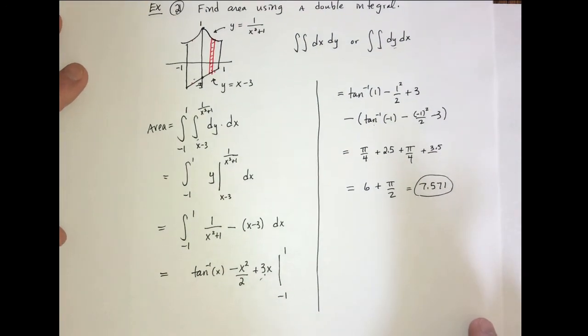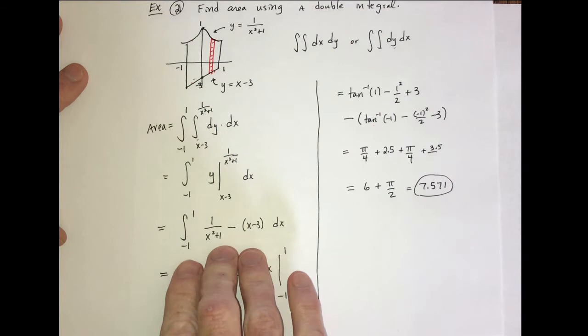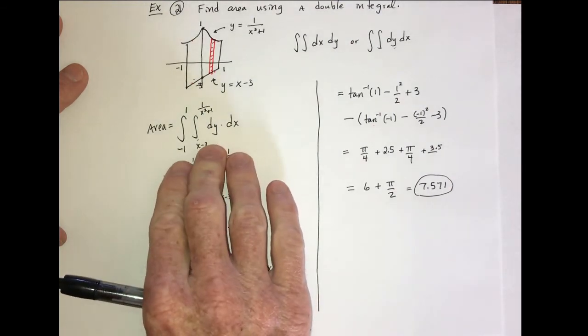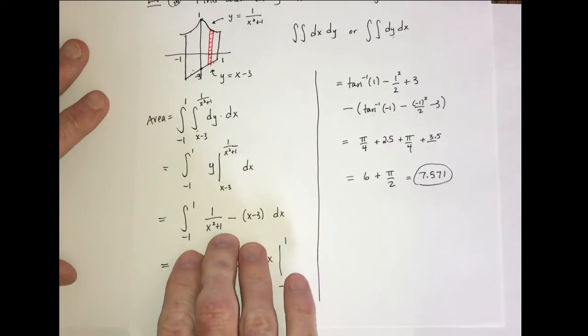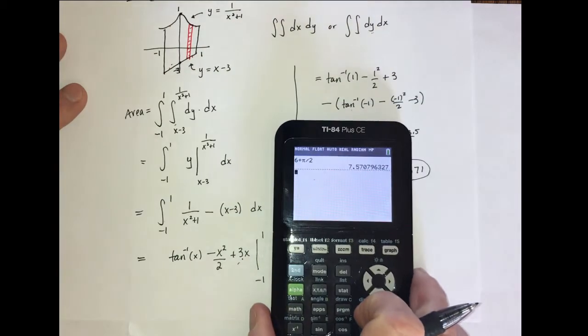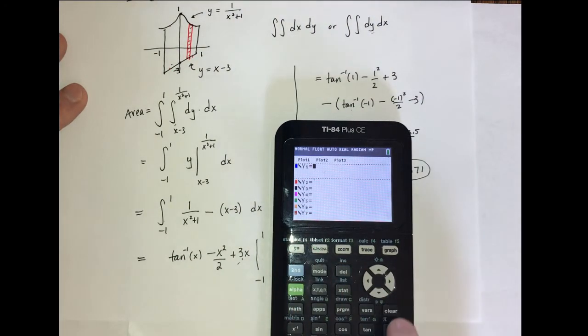Now I think I want to check the answer. So what I'm going to do is go to this, because the calculator, at least my TI-84, can't do integrals like this, but it can do integrals like this. So then what I'll do is, first of all, pretend that I'm going to graph it. 1 divided by x squared plus 1. I need another parenthesis. And then minus x minus 3.